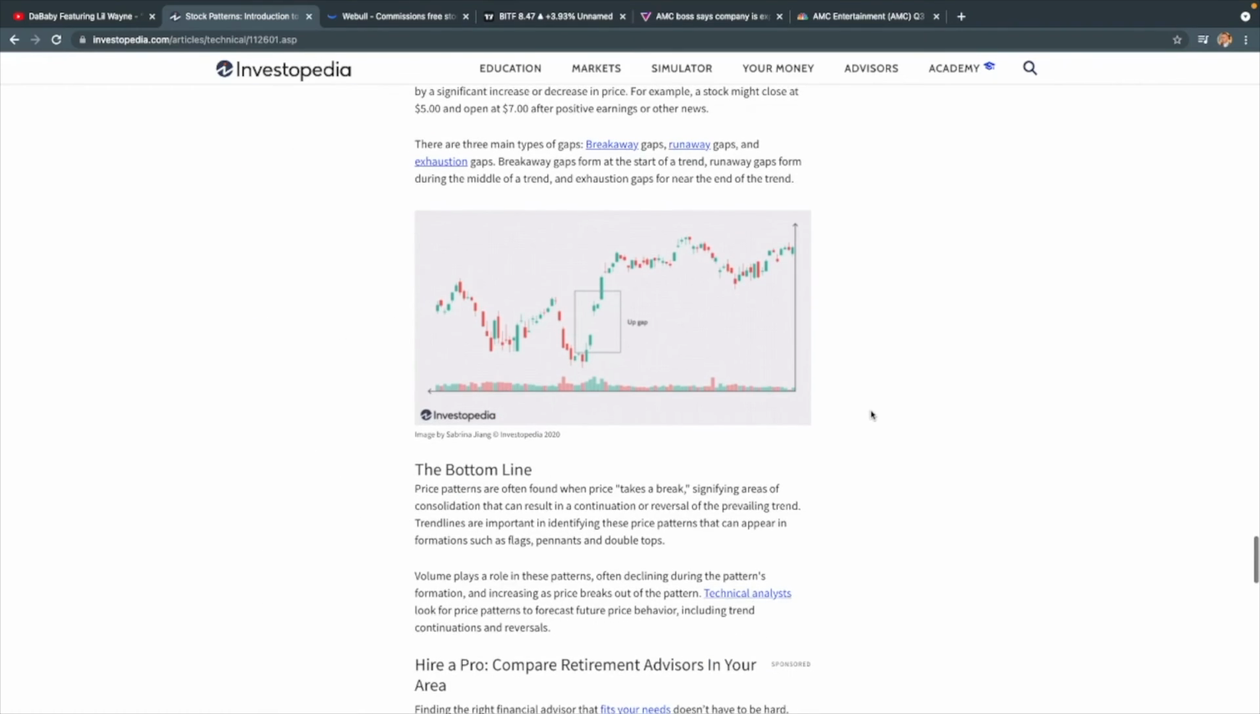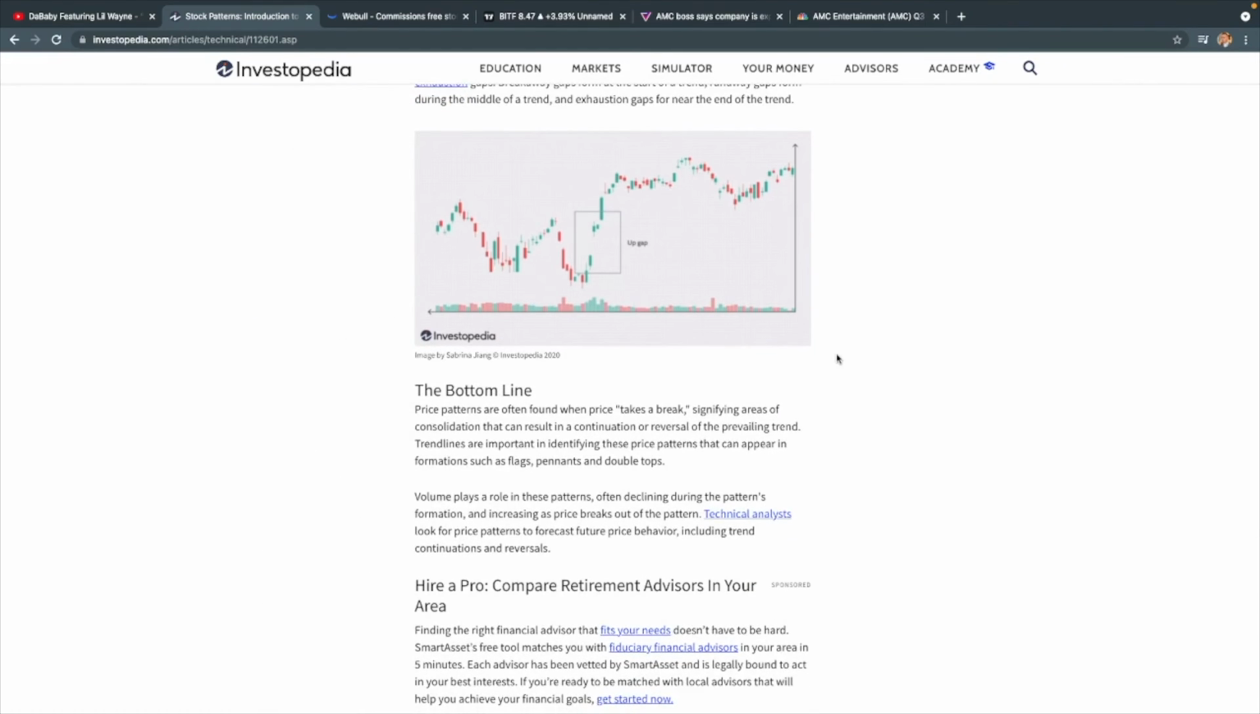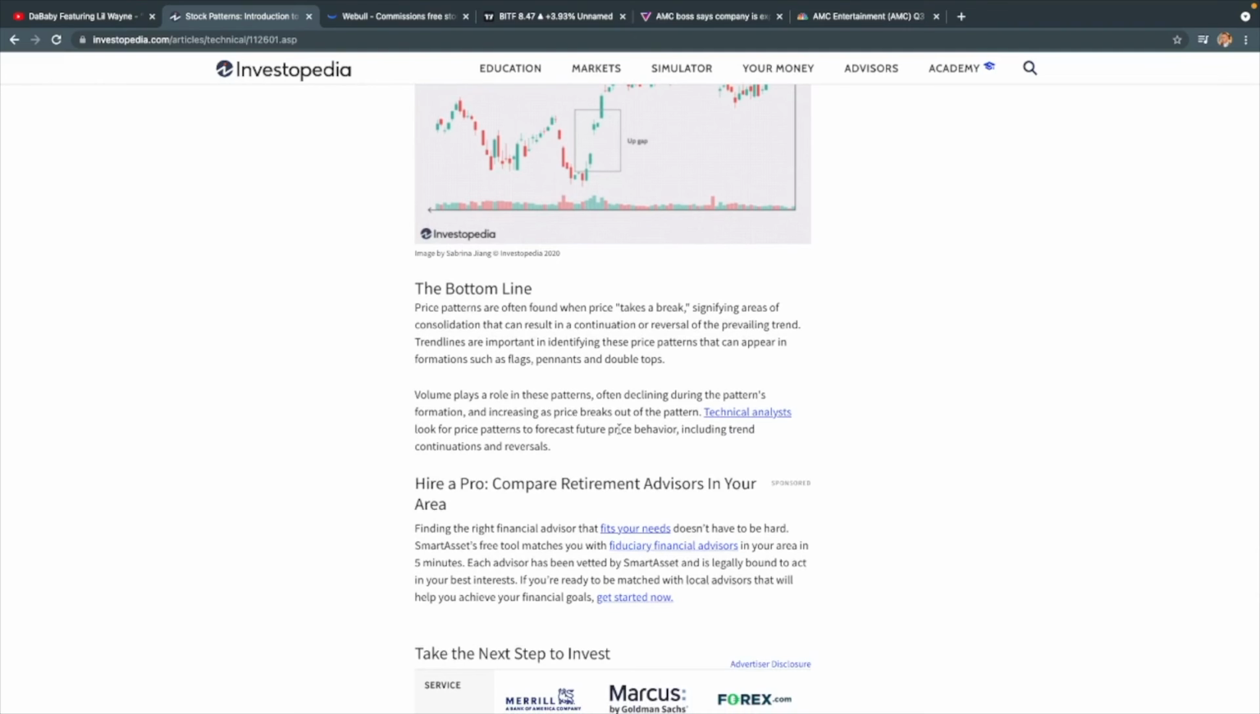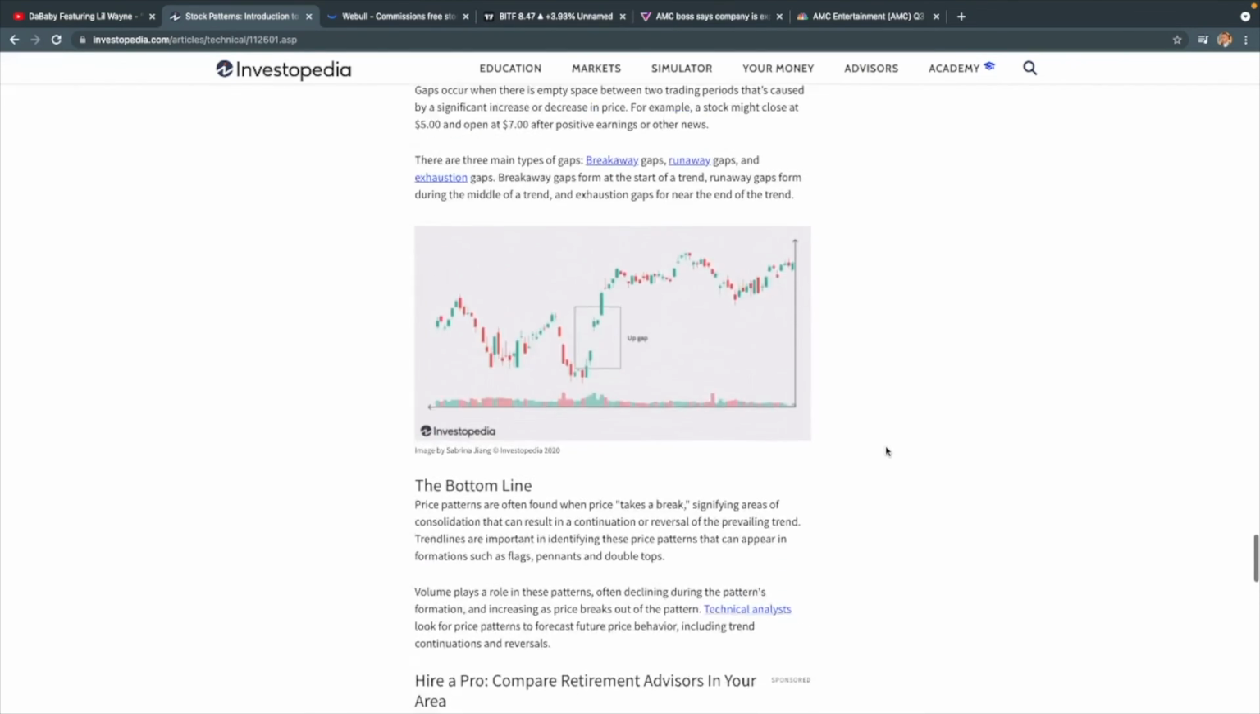So the bottom line is that price patterns are often found when price takes a break, signifying areas of consolidation that can result in a continuation or reversal of the prevailing trend. Trend lines are often important in identifying these price patterns that occur in formations such as flags, pennants, or double tops. Volume plays a role in these patterns, often declining during the pattern's formation and increasing as price breaks out of the pattern. Technical analysts look for price patterns to forecast future behavior, including trend continuations and reversals, right?